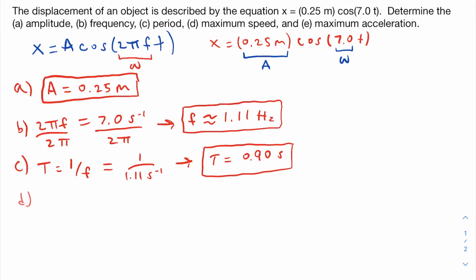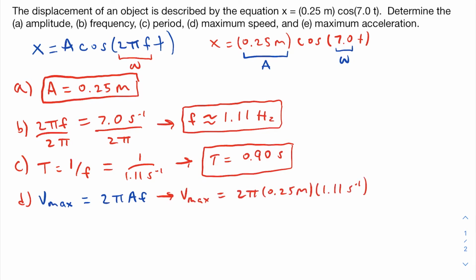For part D, we know that the maximum velocity in simple harmonic motion can be found by multiplying 2 pi by the amplitude and the frequency. Substituting in the values from parts A and B, we can find that the maximum velocity is equal to approximately 1.74 meters per second. Now we just need to find the maximum acceleration in part E.